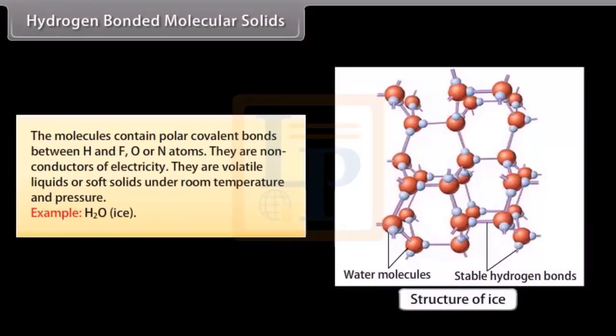Hydrogen-bonded molecular solids. The molecules contain polar covalent bonds between H and F, O or N atoms. They are non-conductors of electricity. They are volatile liquids or soft solids under room temperature and pressure. Example: H2O, ice.